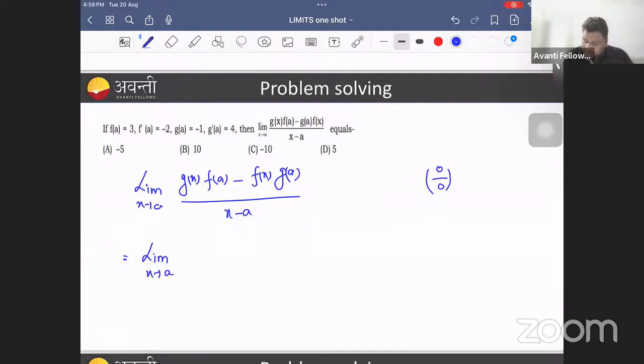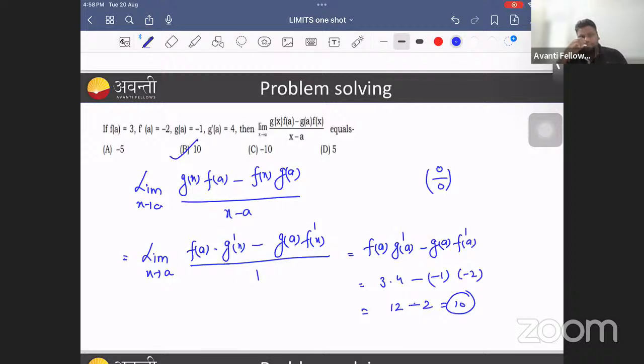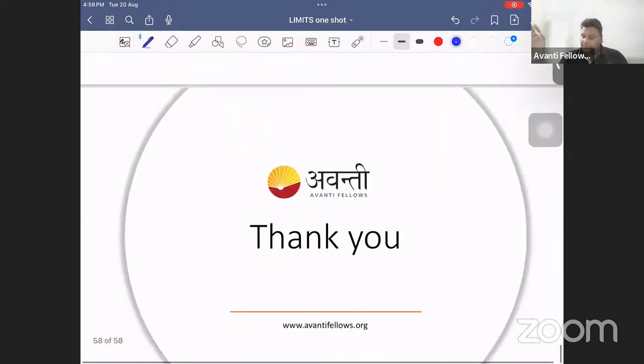Limit as x approaches a. f(a) is constant, the derivative of g(x) is g'(x), minus g(a) constant, the derivative of f(x) is f'(x), and the derivative of the denominator is going to be 1. Now put the value of x as a. It will be f(a)g'(a) minus g(a)f'(a). So f(a) is 3, g'(a) is 4, g(a) is minus 1, and f'(a) is minus 2. So your answer is 12 minus 2, that is 10, the correct answer. Simple application of L'Hospital's rule. All right.